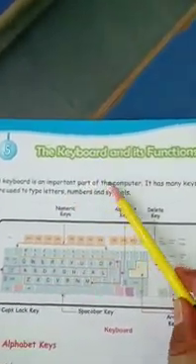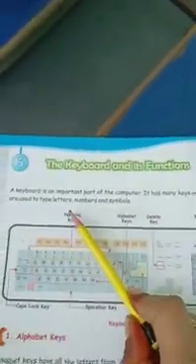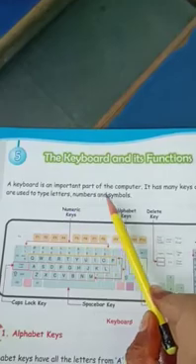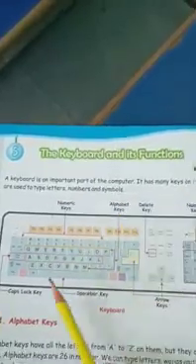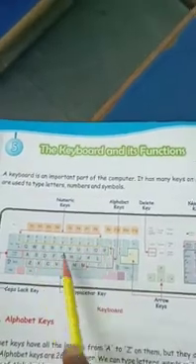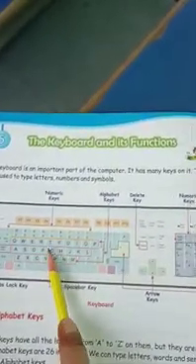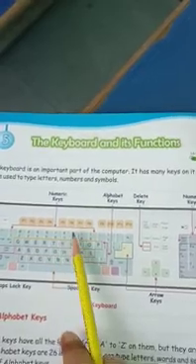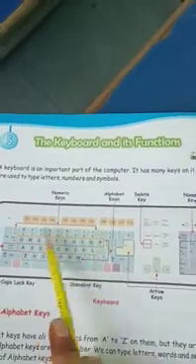A keyboard is an important part of the computer. It has many keys on it. These keys are used to type letters, numbers and symbols. See, this is nothing but a keyboard. With the help of this keyboard, what we can do? We can type letters, numbers and symbols. Without keyboard, we can't type anything on a computer.